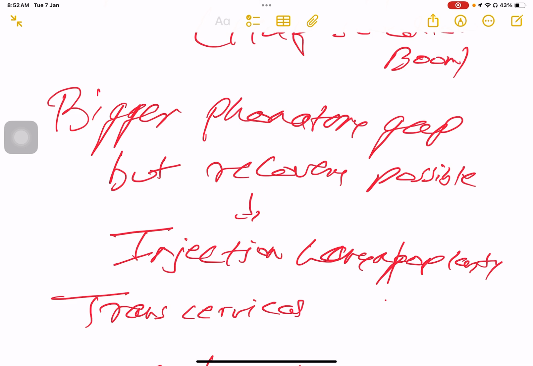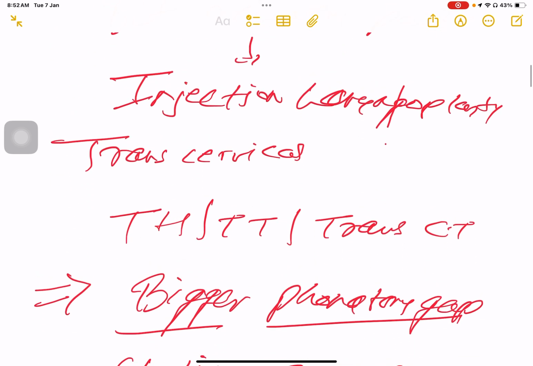So in injection laryngoplasty, what we do, we go through the transcervical route, pass the needle through the neck, either through the hyoid bone or through the thyroid bone or through the cricothyroid muscle, and inject some fillers inside the vocal cord to decrease the phonatory gap and compensate the paralysis part.